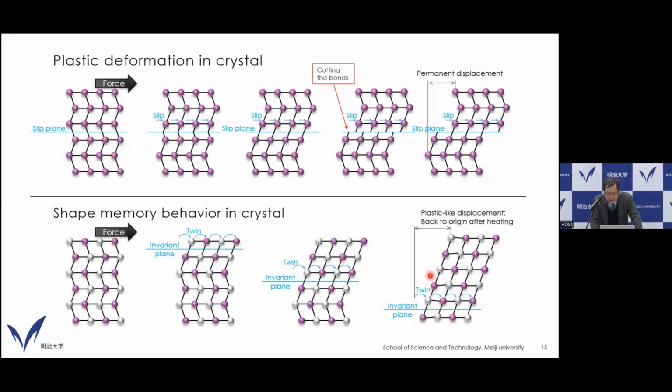The result of this twinning creates a plastic-like displacement, but it disappears after heating the crystal, and it goes back to the origin. Because this type of deformation never cuts the initial bonds between adjacent atoms, the structure holds the relationship between the neighboring atoms even after large deformation occurs.